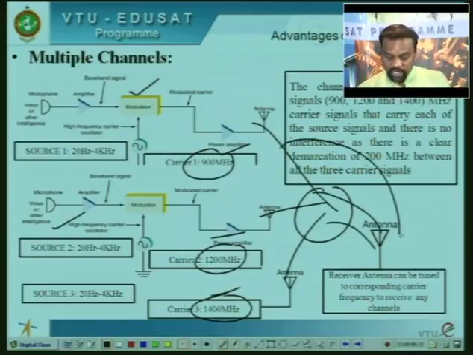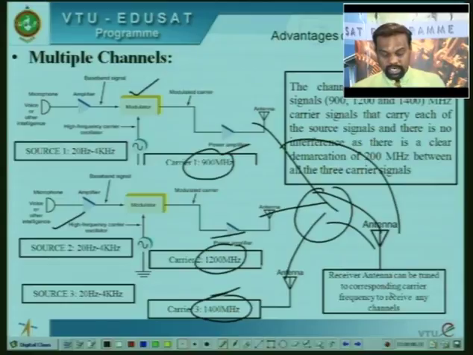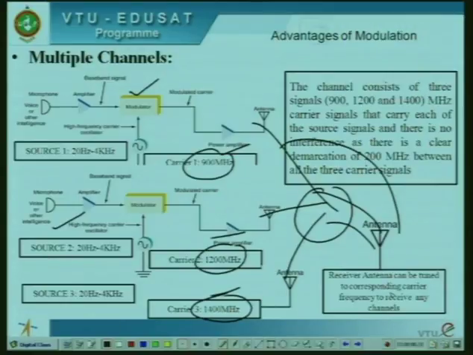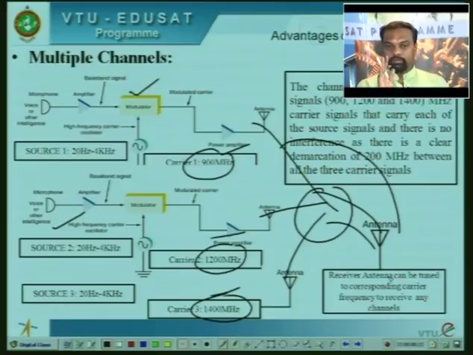Now it is left to the receiver to choose which source he is supposed to listen to. He can tune his receiver to 1200 megahertz. So automatically he will be able to receive all the signals coming from source 2. He can tune the receiver to 1400 megahertz, so he can receive all the signals coming from source 3. So the user now has a choice to choose from all the 3 sources, and that is possible only because of modulation. So this is the second advantage of modulation.